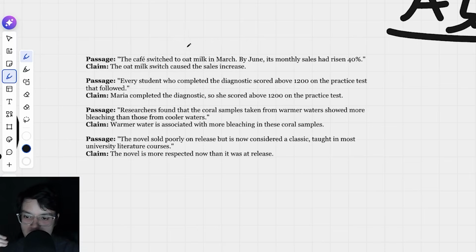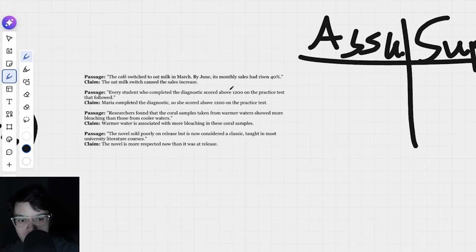We have here: the cafe switched to oat milk in March. By June, its monthly sales had risen 40%. Then it says here, the switch caused the sales increase. Would that be an assumption or would that be supported? Well, what you have to think to yourself is, is there another scenario besides this in which the sales could increase? Yes, there are many different reasons why the sales can increase.